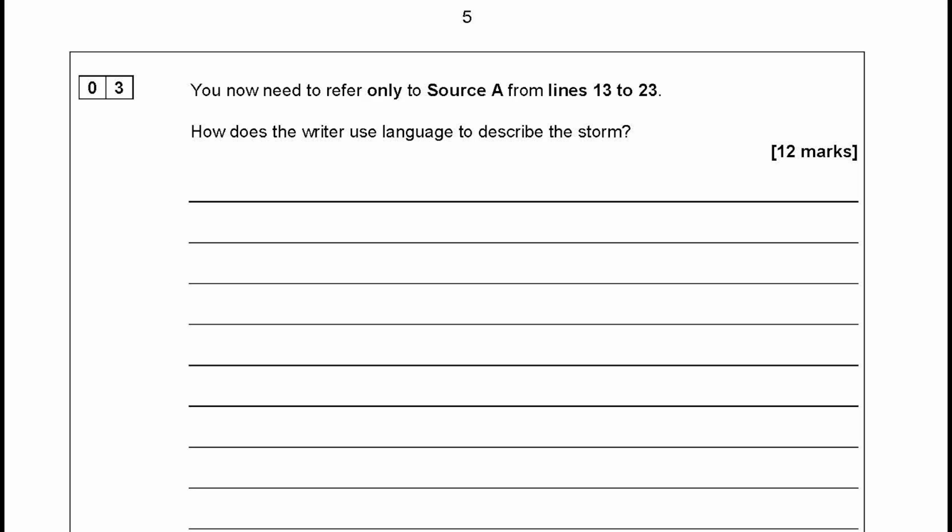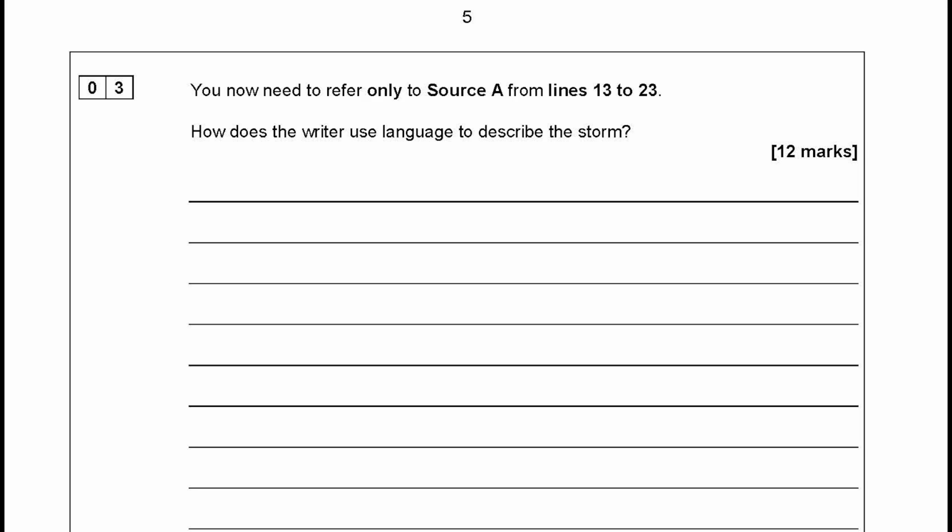So for question 3 then, you now need to refer only to source A and only from lines 13 to 23 in the text that was given here. So it's a small amount of text, and you really need to focus on the language features that are within that section. How does the writer use language to describe the storm? So we know it's the language feature question. It's the key bit that's after that that you want to focus on, the description of the storm. Everything else is either irrelevant or will help you back up your point, but you must answer the question.